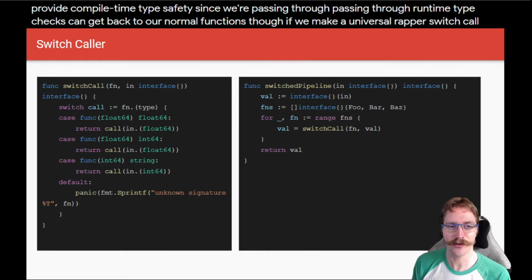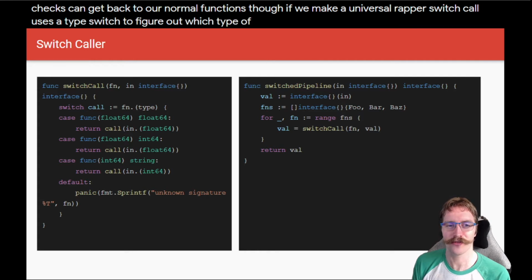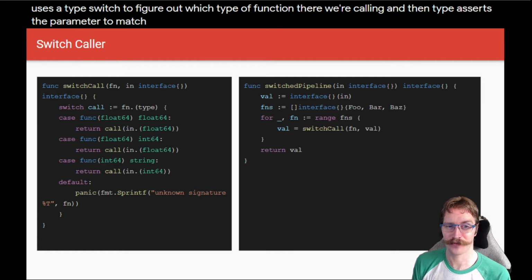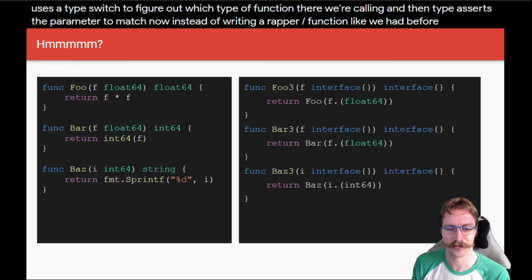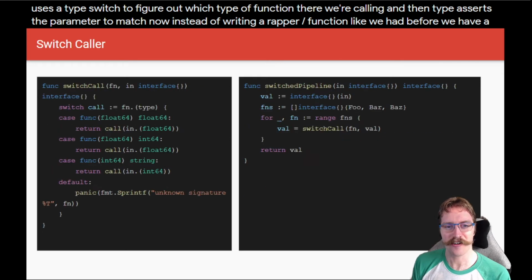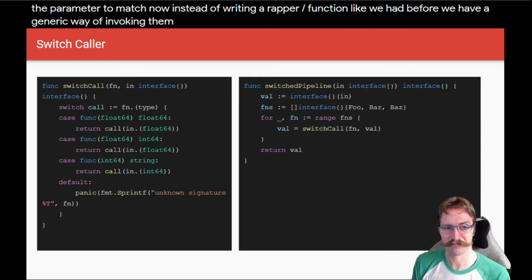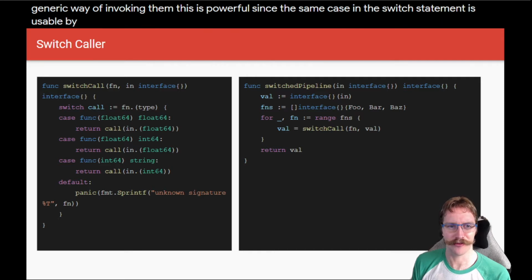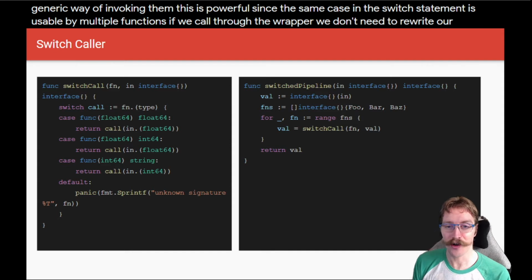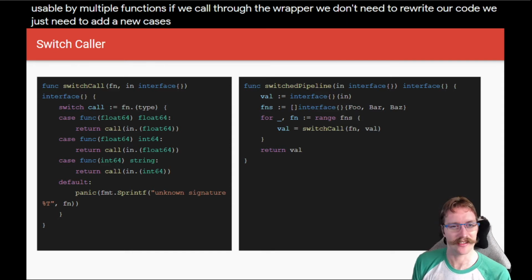Switch call uses a type switch to figure out which type of function we're calling, and then type asserts the parameter to match. Now, instead of writing a wrapper per function like we had before, we have a generic way of invoking them. This is powerful since the same case in the switch statement is usable by multiple functions. If we call through the wrapper, we don't need to rewrite our code. We just need to add new cases and type assertions to the switch statement.